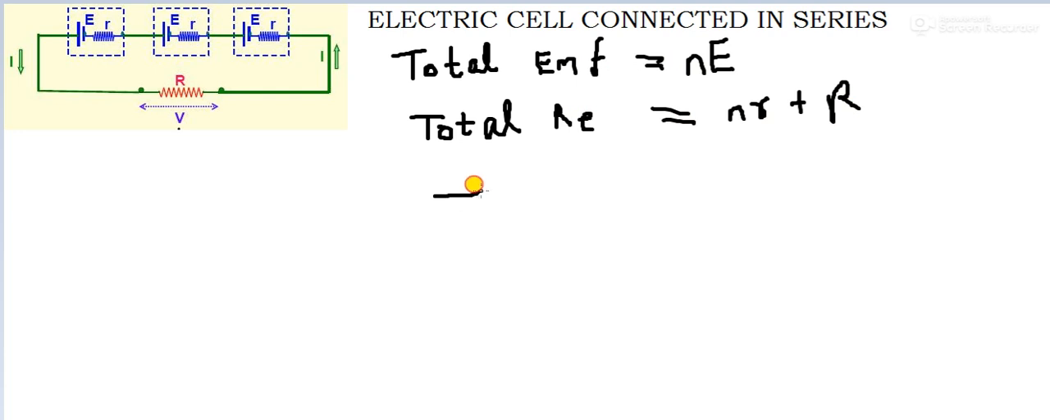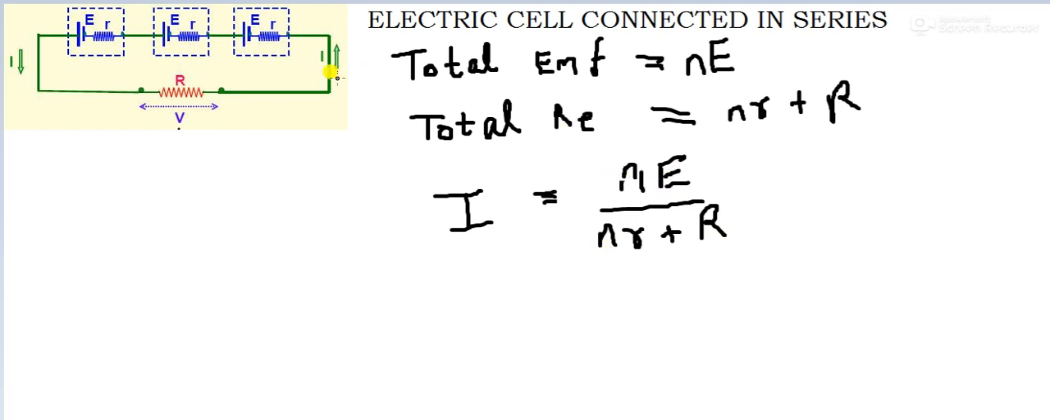Now if you want to find the value of I, that is the current flowing in this circuit, I is V divided by R, or potential divided by total resistance. So I would be total EMF, that is nE, divided by nr plus R. So this is the value of I in case of when electric cells are connected in series.